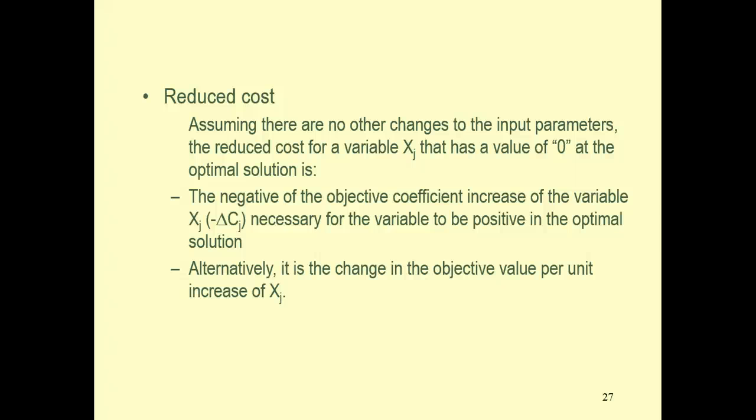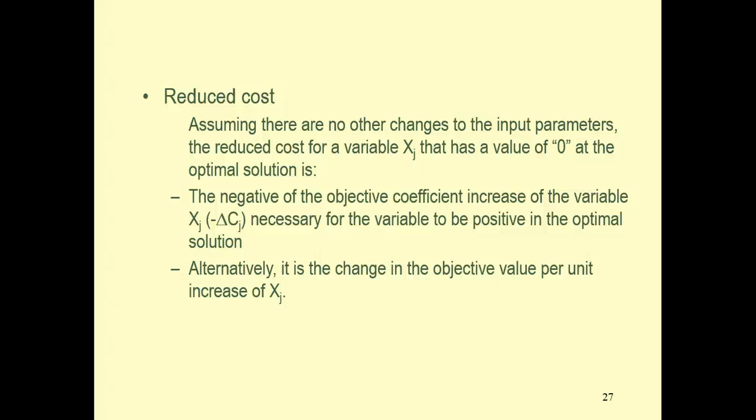That was step one. Alternatively, it is the change in the objective value per unit increase of xj. So if I start making them, my profit is going to go down by $175 per unit. Okay, that's what reduced cost is telling me.